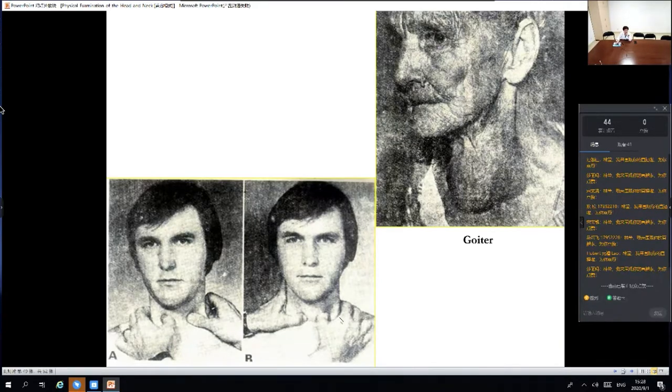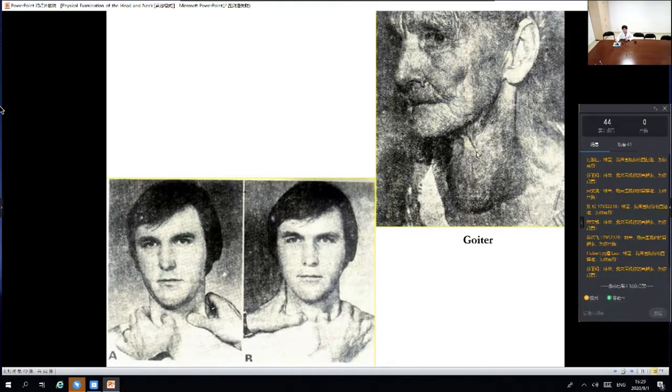So these are the detailed characterizations of the physical examination of the thyroid gland. And this image shows you a goiter. This is the enlarged thyroid gland.